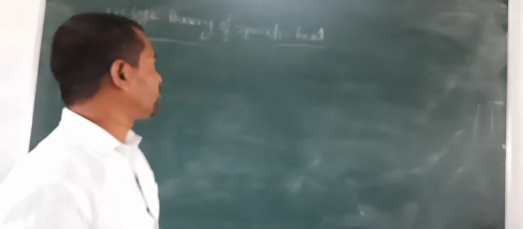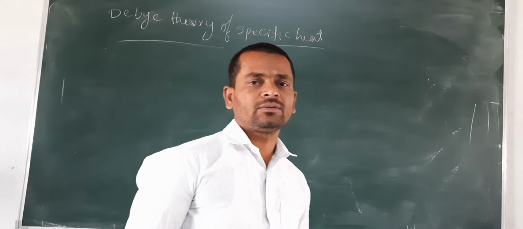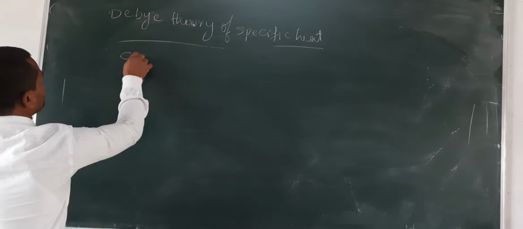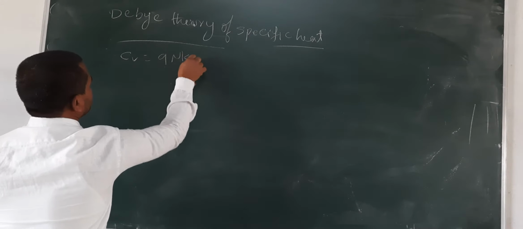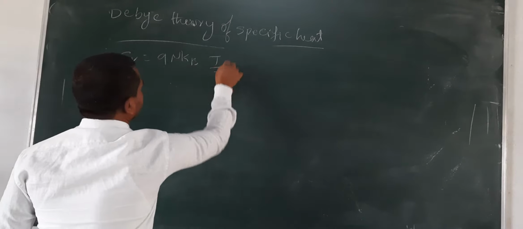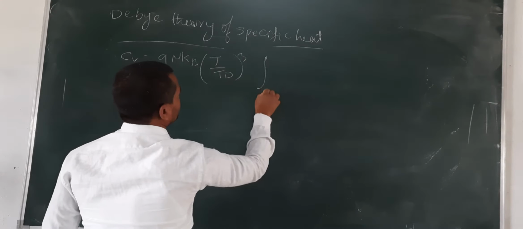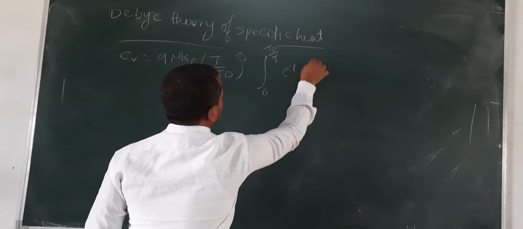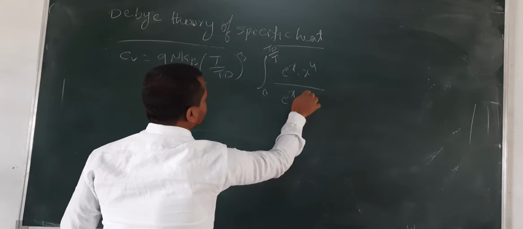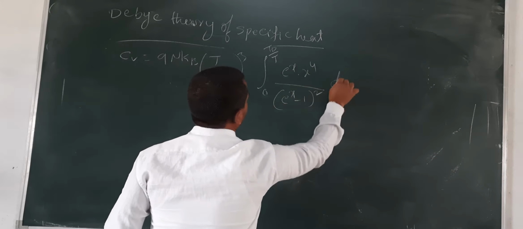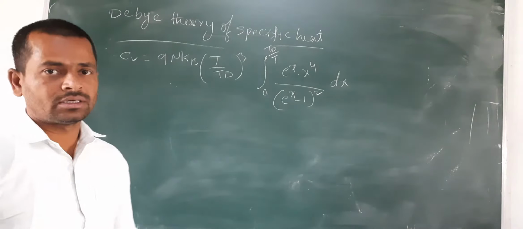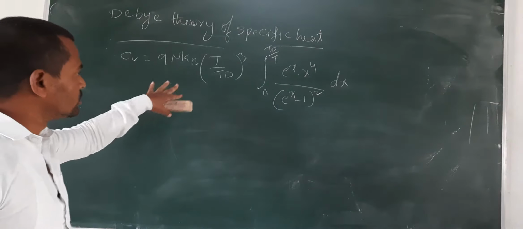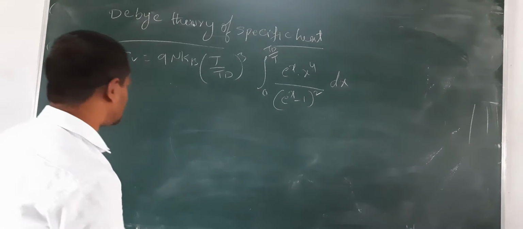Right, so Debye theory of specific heat. We got one formula in Debye theory of specific heat, that is Cv equals 9n kB (T by Td) whole cube, integration 0 to Td by T of e power x, x power 4 by (e power x minus 1) square dx. This thing we got in the last video, in the part 1 video. So now we have to apply the cases. Case 1.